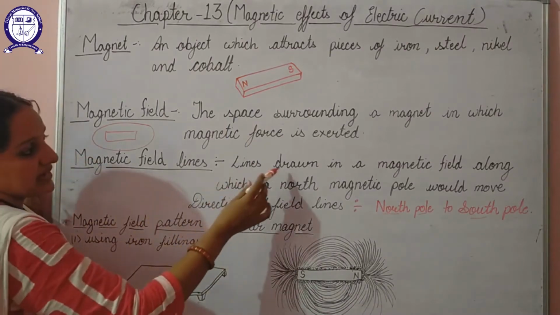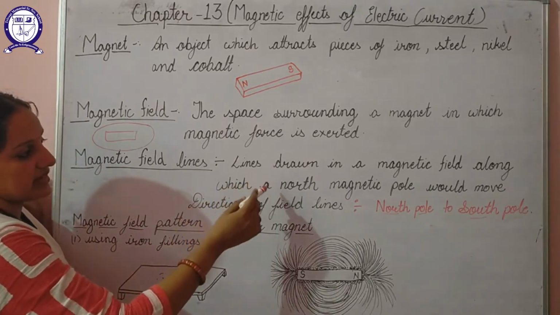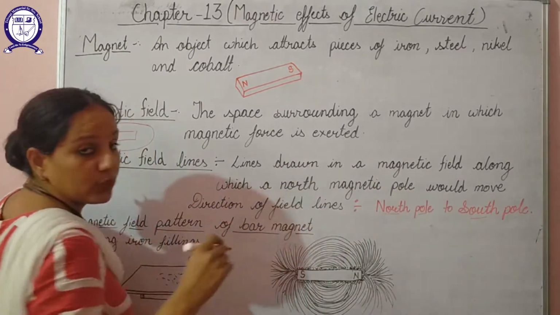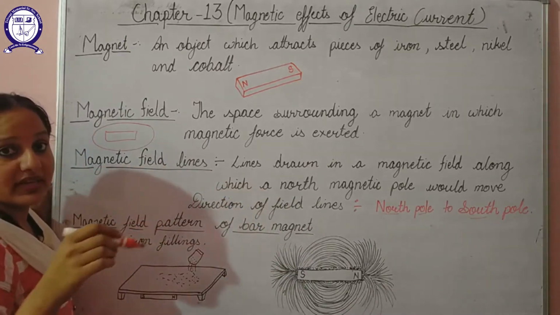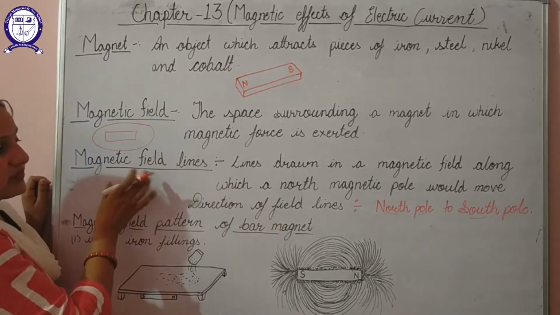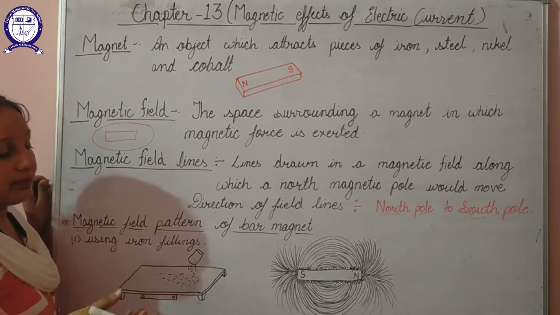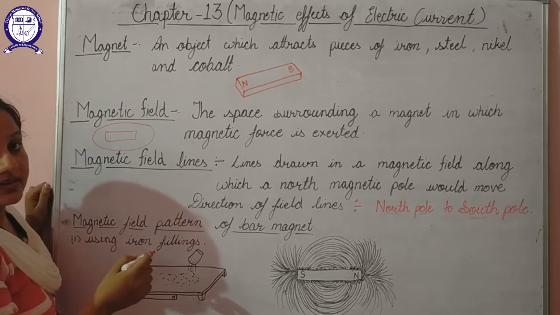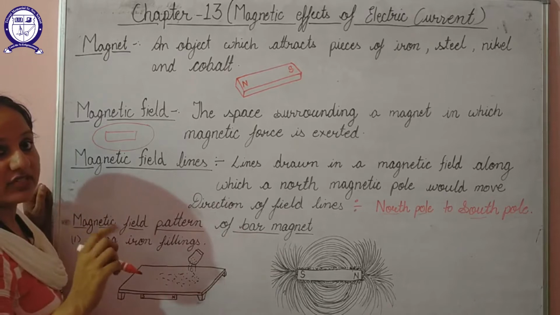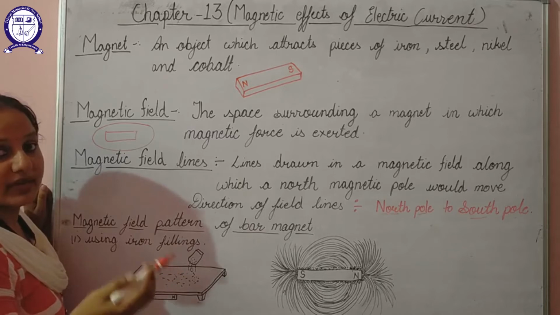Now, how will we define the magnetic field lines? These are the lines drawn in the magnetic field along which the north magnetic pole would move. Along the directions of the north magnetic pole, we draw these lines, and such lines are the magnetic field lines. There are two methods to draw the magnetic field lines of a magnet. In our syllabus, the bar magnet is there, so we will draw the magnetic field pattern of a bar magnet. The first method is the use of iron filings, and the second method is the use of a magnetic compass.